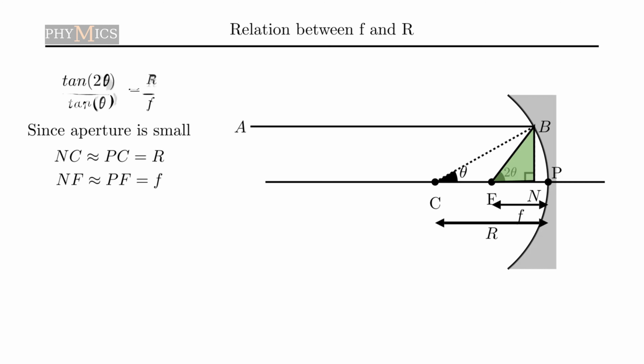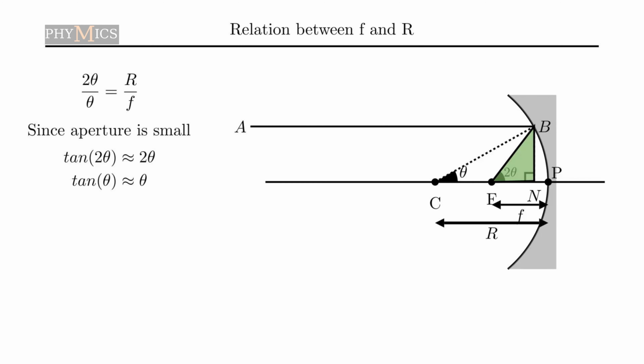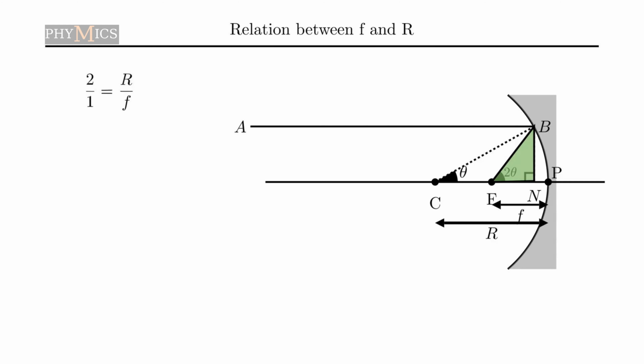Since angle theta is also small, therefore tangent 2 theta is approximated as 2 theta and tangent theta is approximated as theta. On substituting the corresponding values, the above equation becomes 2 theta upon theta equals R upon F, which on further simplification becomes 2 equals R upon F. On cross multiplication, we get R equals twice of F, which is the required relation.